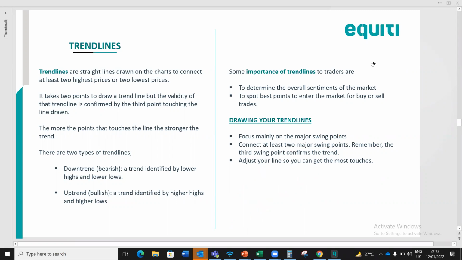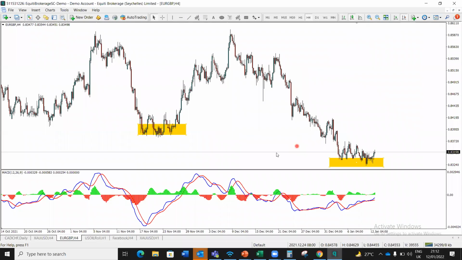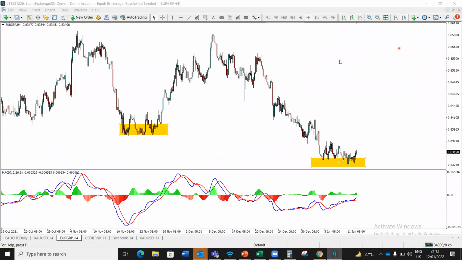So let's see if we can spot these on the live chart. All right, so this is a live chart. Now, how do we know that this is a bearish trend? We would know by the eyes.